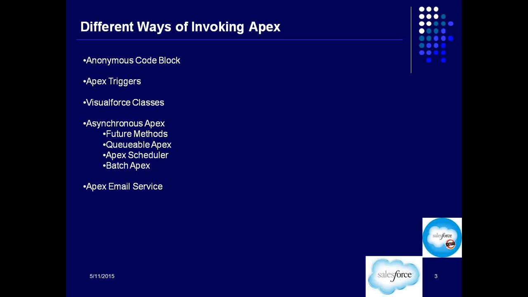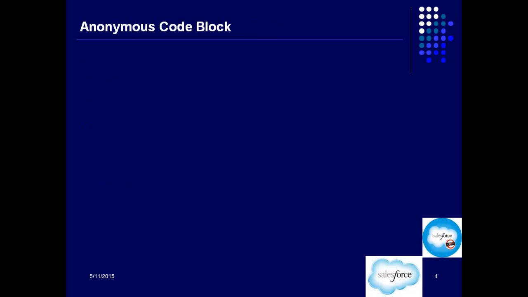What is an Apex email service? It's a very simple thing. This is an Apex code which runs when you receive an email. The moment you receive an email, Apex code can run. Okay, so we start with anonymous code block.